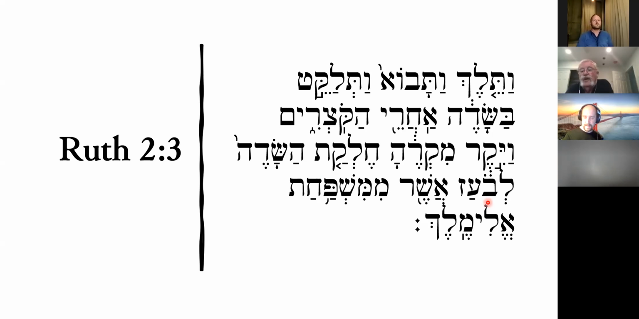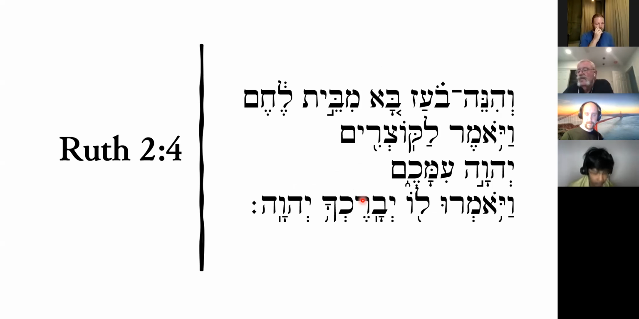Was this Boaz? Who was of the family of Elimelech. Yeah, who was from the family of Elimelech, or the clan, or something. He was related to him, right? Okay, fantastic. So, vateilech vatavo, vatelaket basadeh acharei hakotzrim, vayikre mikreha, chelkat hasadeh l'Boaz, asher mimishpachat Elimelech. She went and came and gleaned in the field after the harvesters, and by chance, the portion of the field belonged to Boaz, who was from Elimelech's family.